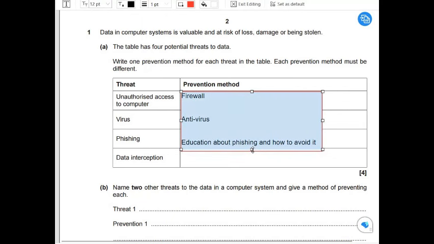So think of us, computer science specialists, as your very own online interceptors. And I don't just mean police interceptors. Think of us as the interceptors, where we're going after the baddies.